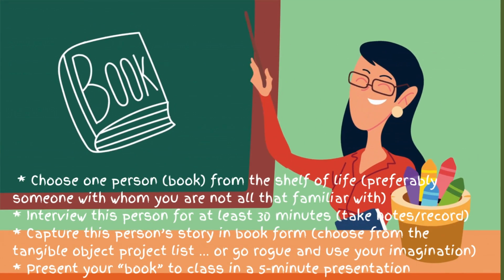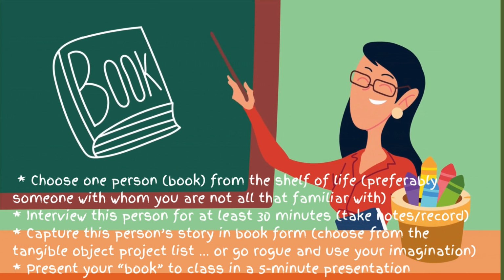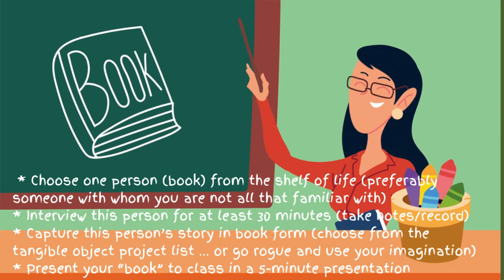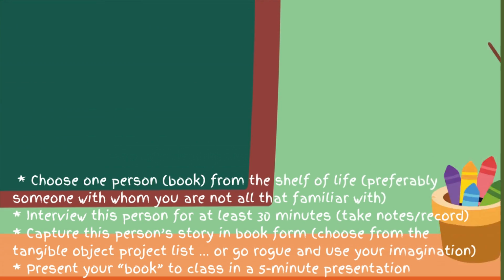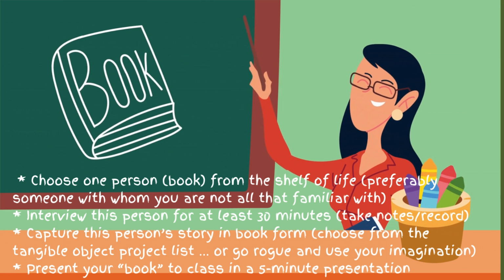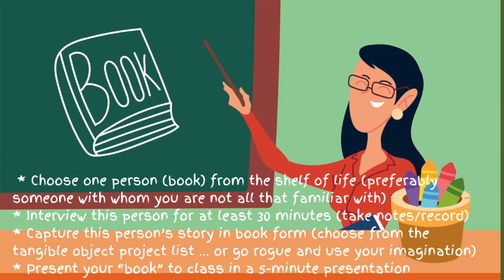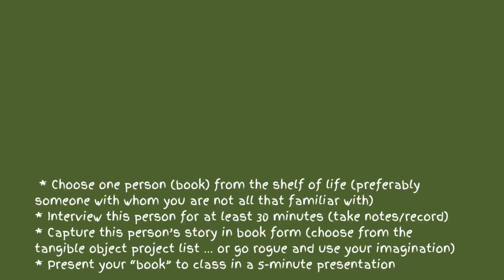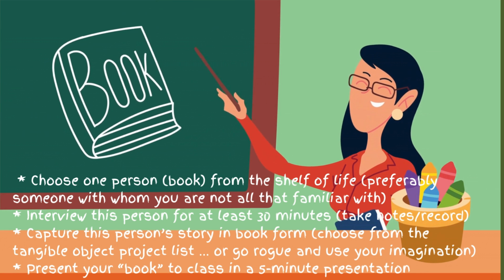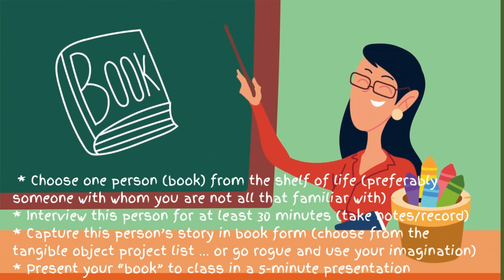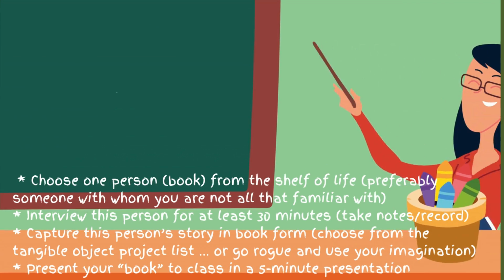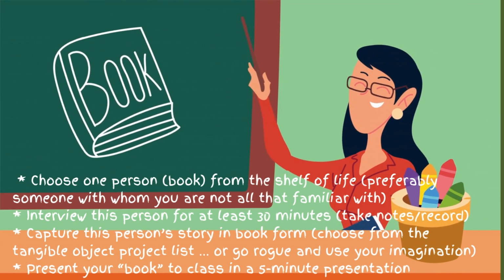So here's the overview and guidelines for the project that I used for my students. It says choose one person, in parentheses book, from the shelf of life, preferably someone with whom you are not at all familiar. So I want my kids to go find somebody and interview them. You're going to interview this person for at least 30 minutes, take notes, possibly record it, and then capture this person's story in a book form. And then you can choose from the tangible object project list, which I'll talk about in just a second, or go rogue and use your imagination.